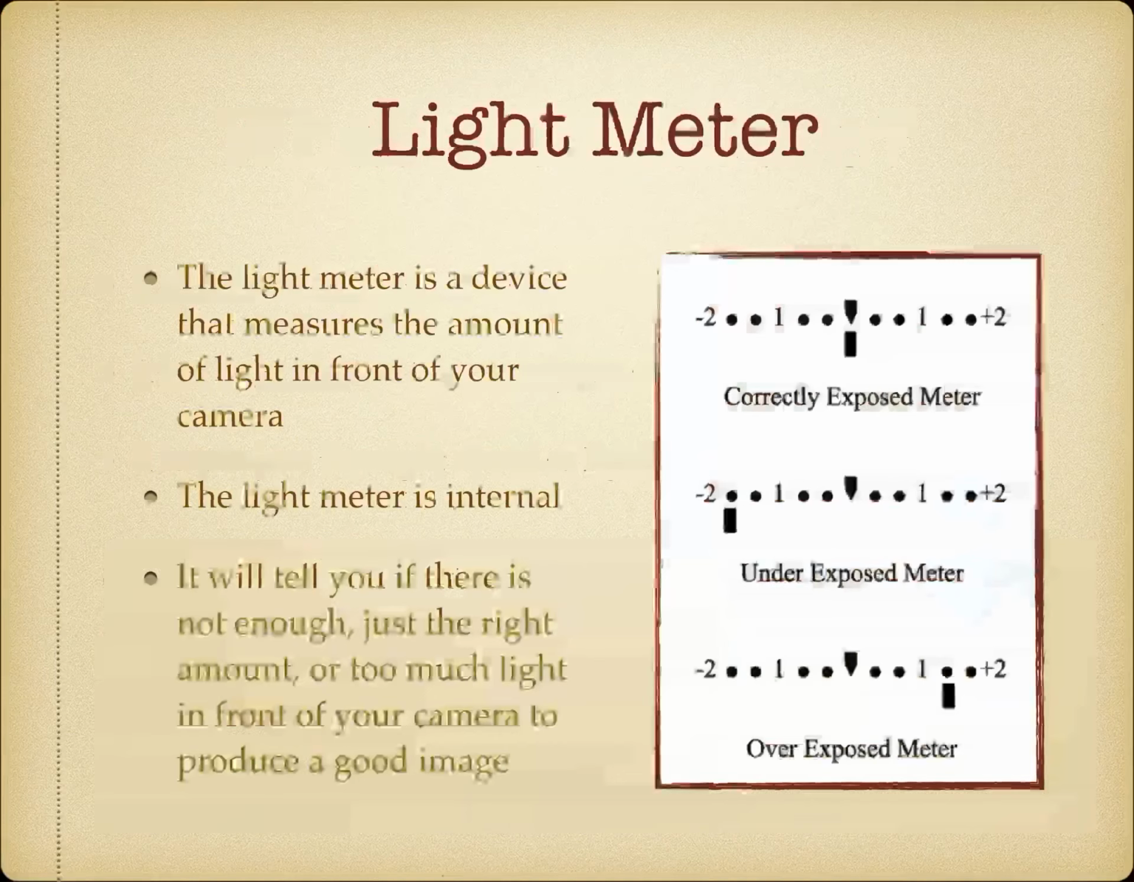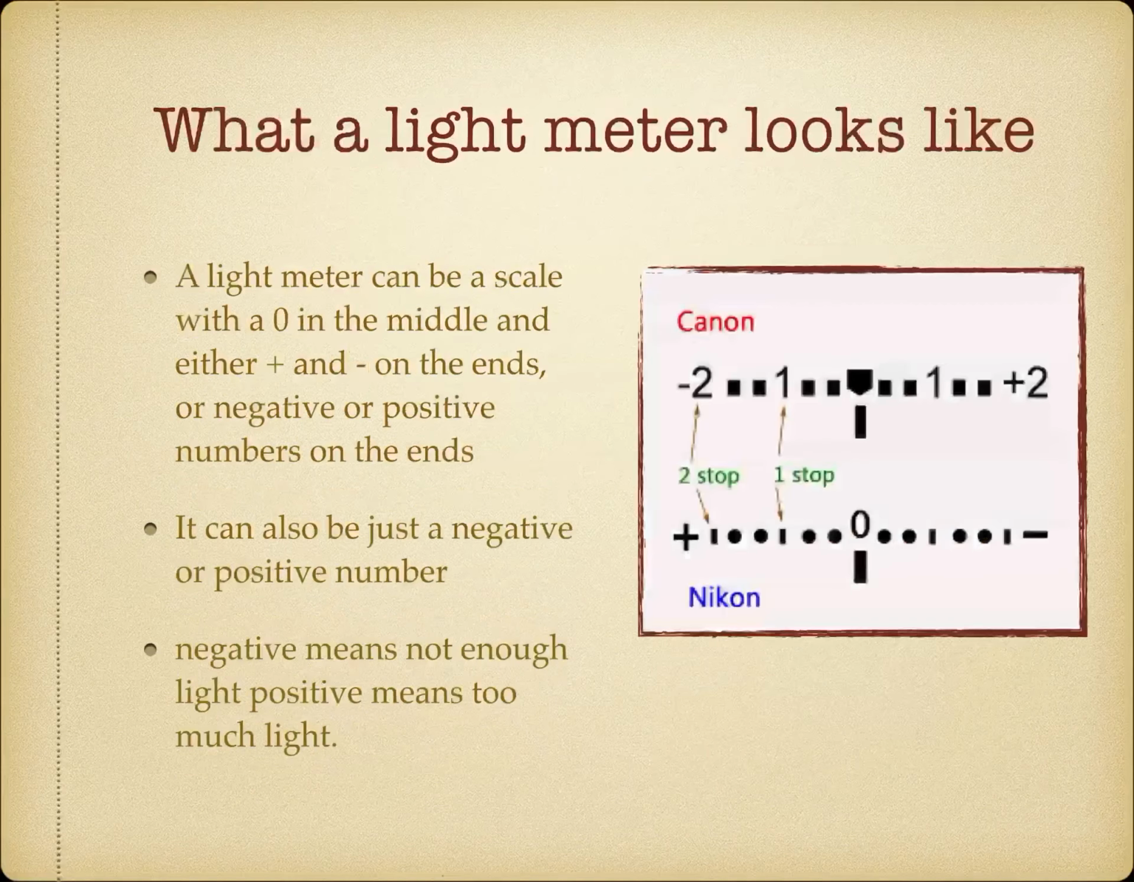This is an example. On the right-hand side, the very top one is a correctly exposed meter. Now you'll see the little rectangle underneath the meter, and that one is right in the middle, so that means that it has the right amount of light. The one underneath that says it's underexposed, and the little rectangle is over towards the -2, which is telling you that you don't have enough light. On the very bottom one, it's overexposed, and the little rectangle is towards the +2, which means you have too much light.